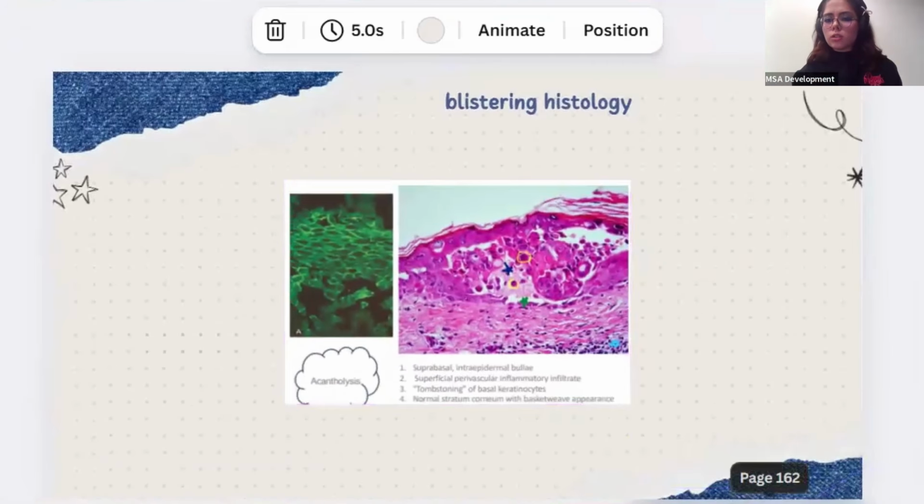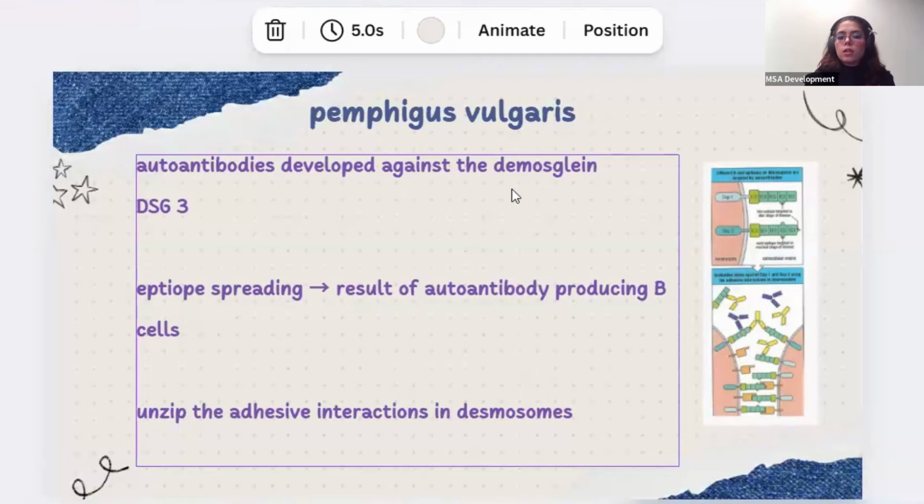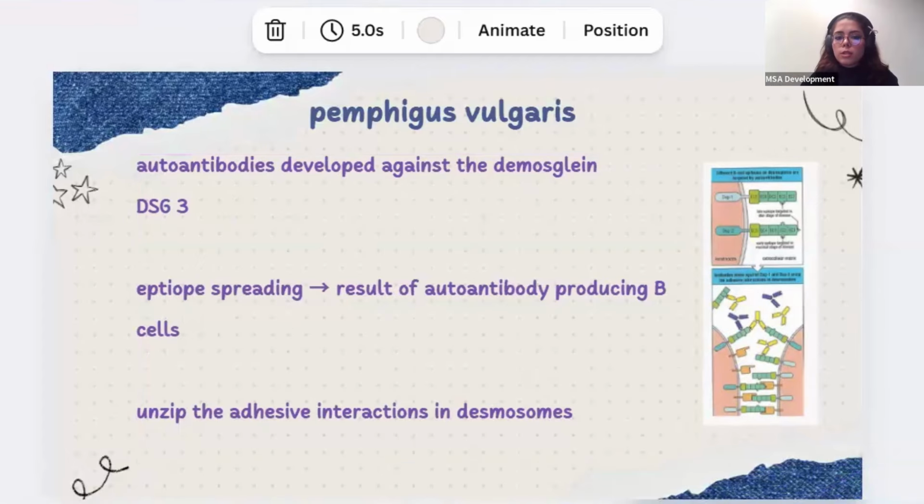Pemphigus vulgaris is the most dangerous one and the most common, I believe, as well. It's autoantibodies that develop against desmoglein 3. We said desmoglein 3 is from the bottom to halfway up. The autoantibodies attack it, so it kind of unzips the tightness between the cells, the adhesive interactions of desmosomes. This was from your immuno lecture.